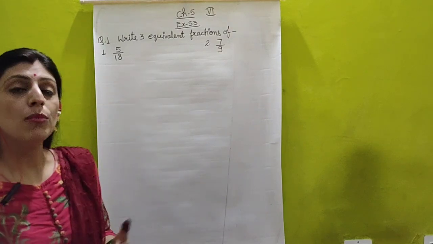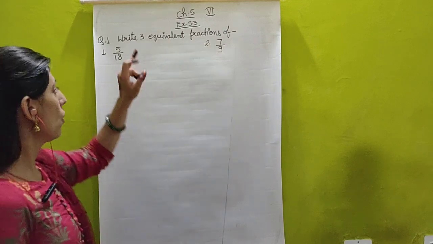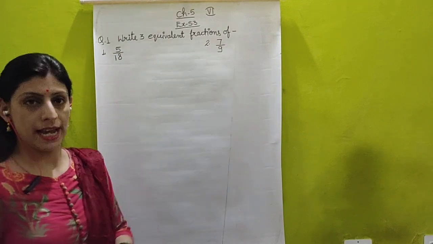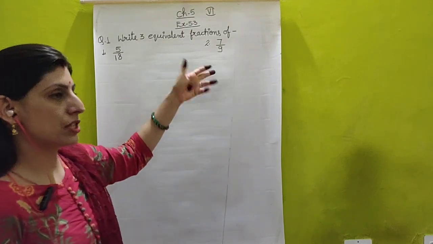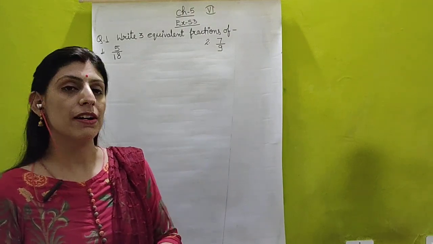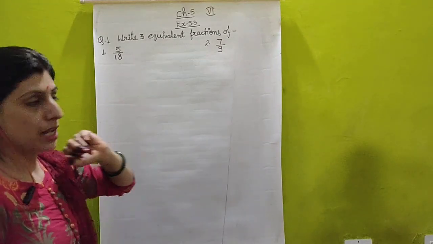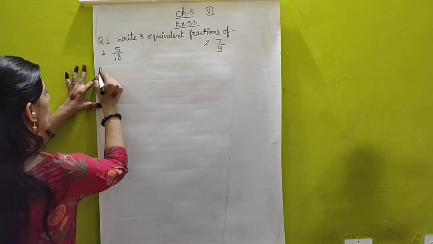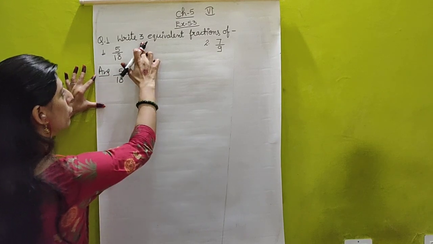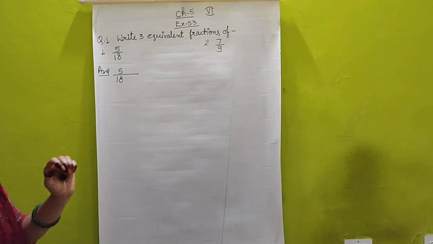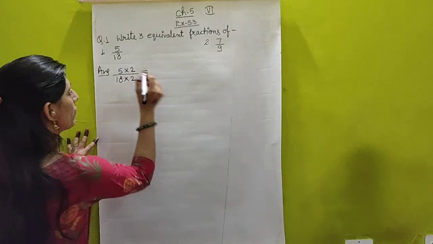Now the question is how many equivalent fractions we are to find. Here 3 equivalent fractions of 5 upon 18 and 7 upon 9. It can vary. They can give 4, 5, 2, 3, any number of equivalent fractions. Here, given 3 equivalent fractions, you are to find. First of all I will solve 5 upon 18. I will multiply upside and downside with 2.